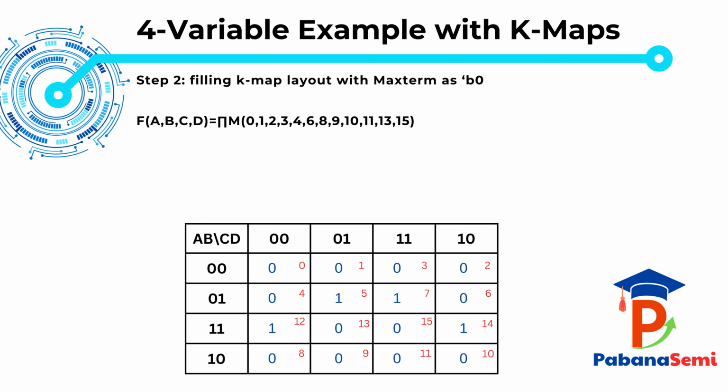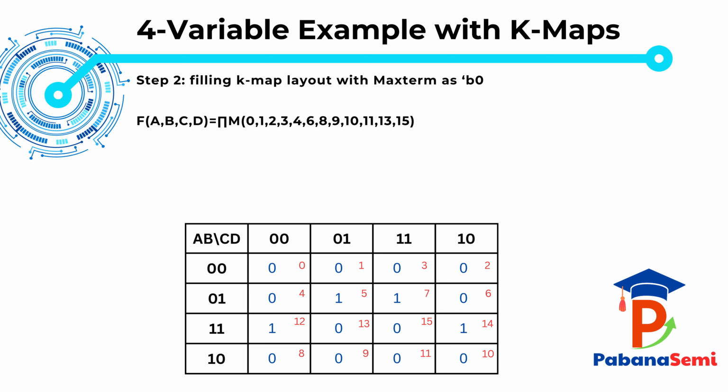The Boolean function is given in Maxterm form as f of a, b, c, d equals pi m of 0, 1, 2, 3, 4, 6, 8, 9, 10, 11, 13, and 15, in a 4-variable Karnaugh map.